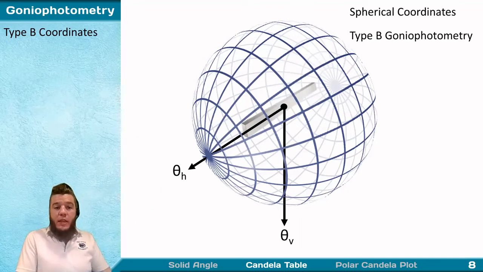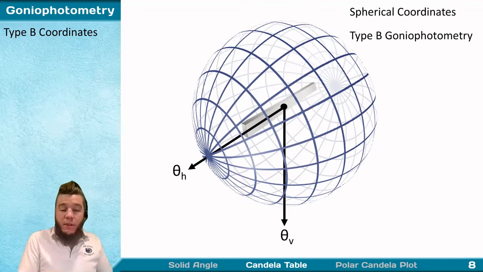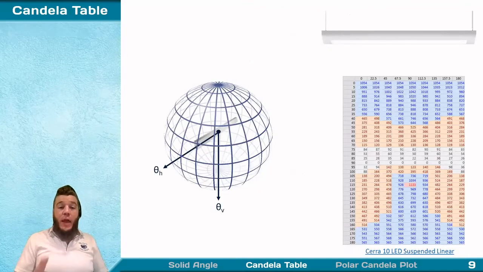Type A is also a thing. It's almost exclusively used in the automotive industry. We don't talk about type A in this course anyways. Okay, back to type C goniophotometry.